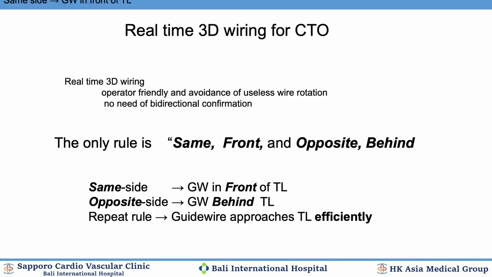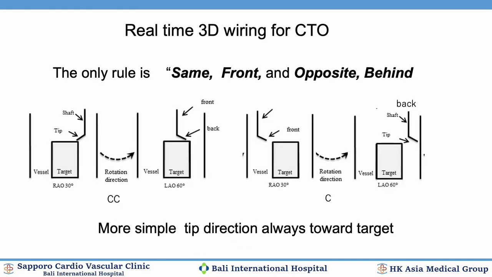With this simple rule, the relationship between the true lumen and the shaft can be easily understood in the next view. Same side is guide wire front. The only rule is same with front, opposite behind. Same side, guide wire in front of true lumen. Opposite side, guide wire behind true lumen. Repeat the rule, and the guide wire approaches the true lumen efficiently.